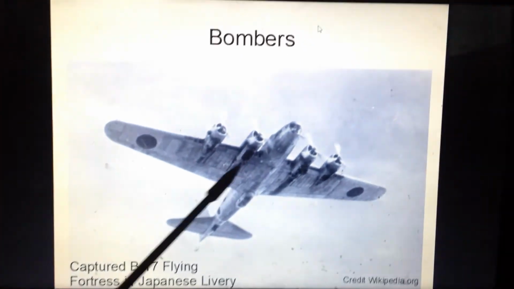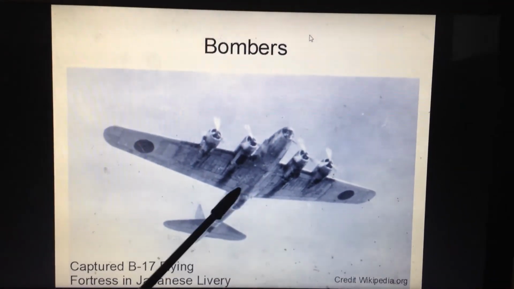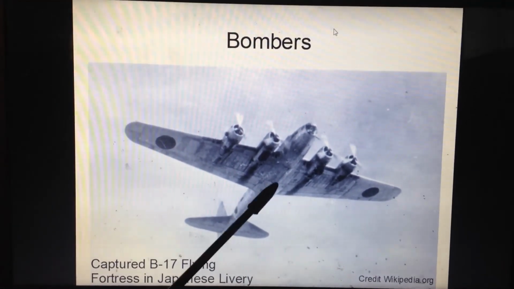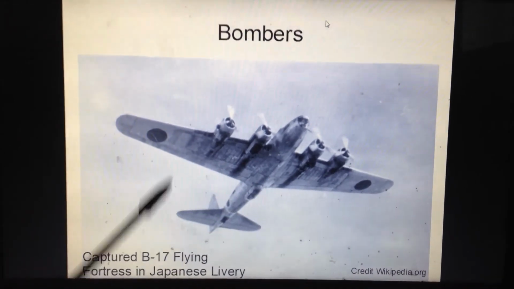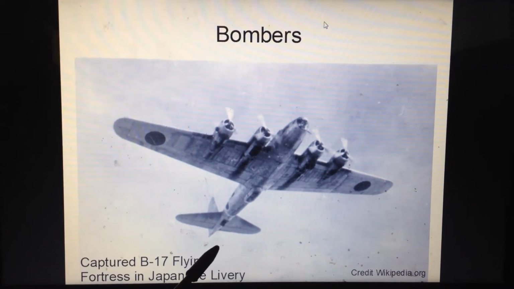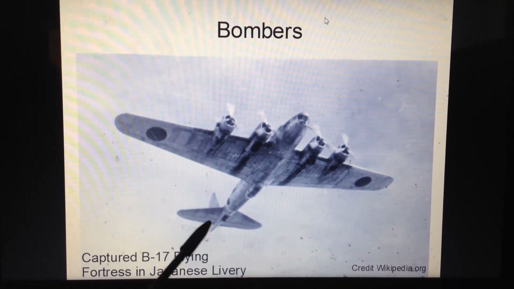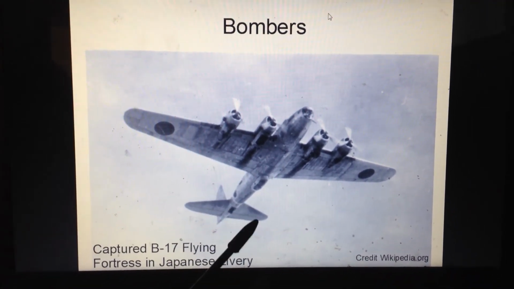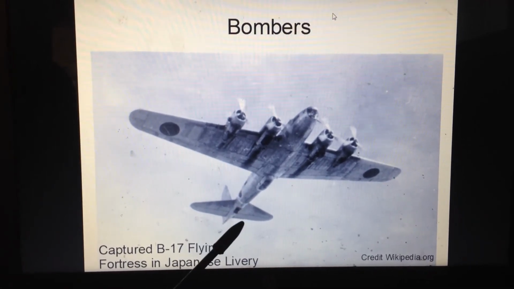Next we have bombers. Now bombers, as their name implies, are used to carry bombs. So they would carry bombs inside their payload or outside on the wing and would drop them on enemy cities. Now, bombers were big and slow, so they were vulnerable to anti-aircraft fire and enemy airplanes. So most bombers were accompanied by a fighter aircraft.